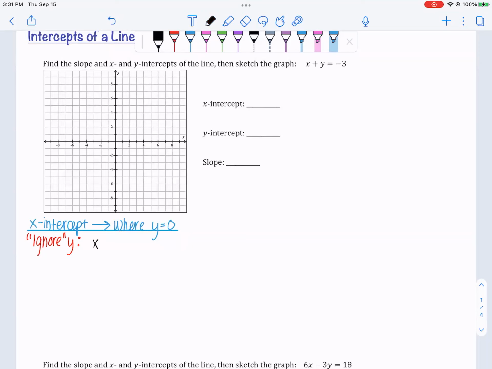So if you have x plus y equals -3, and we're trying to solve for the x-intercept, which is the same thing as plugging in 0 for y, ignore y, and you're left with x equals -3. That's the x-intercept. So we cross the x-axis at -3.